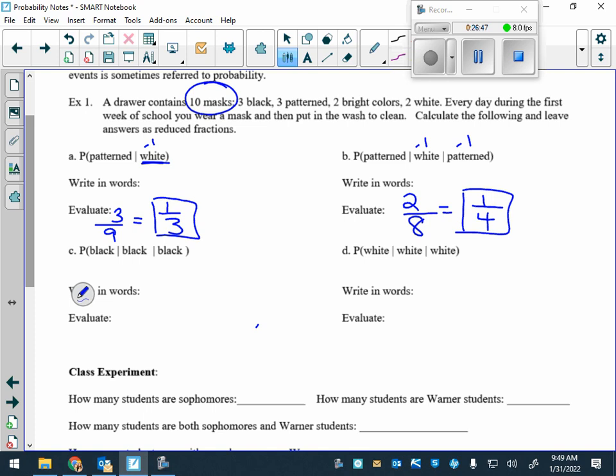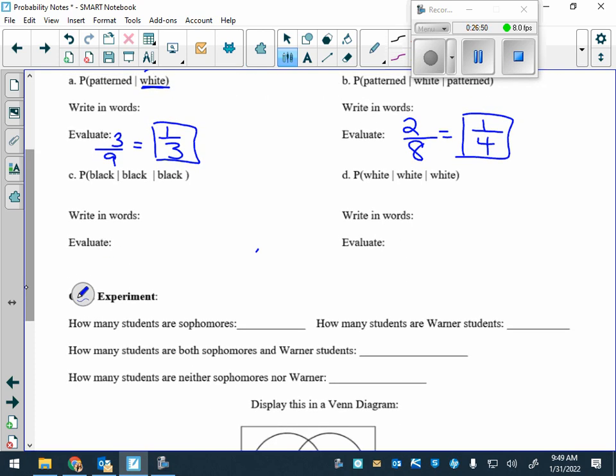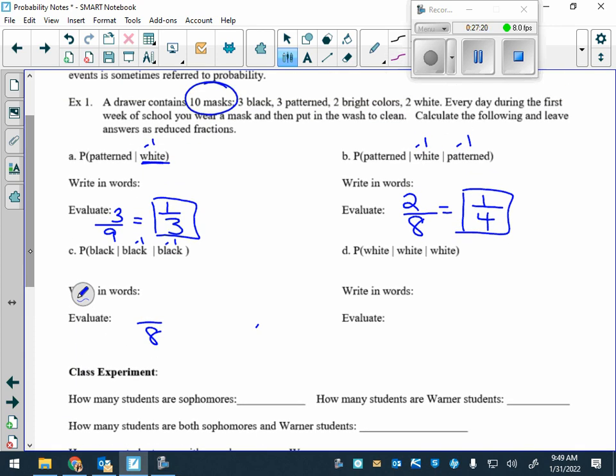All right, let's try the last 2. Probability of selecting a black mask, given that you've already selected 2 black masks. Hayden? 1/8, okay? Because we already selected 2 masks in total, so we're down to 8. However, we have 3 black masks in total. 2 are already chosen, so we have 1 left over. Does that make sense?